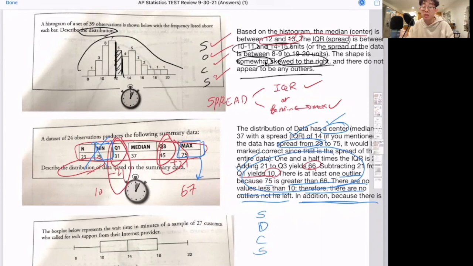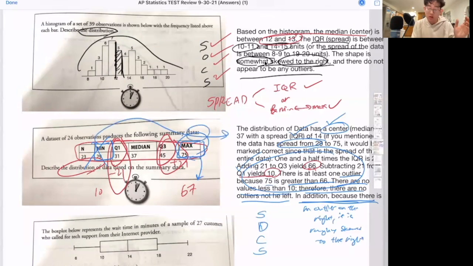I believe this is a box and whisker plot setting, so there is no way for us to tell the shape of the distribution. But because there is an outlier on the right, it is roughly skewed to the right, or somewhat skewed to the right. We can assume that whenever we have an outlier towards either end of the spectrum, because that will give me a little bit of a tail towards that end. So yes, you can definitely say that.